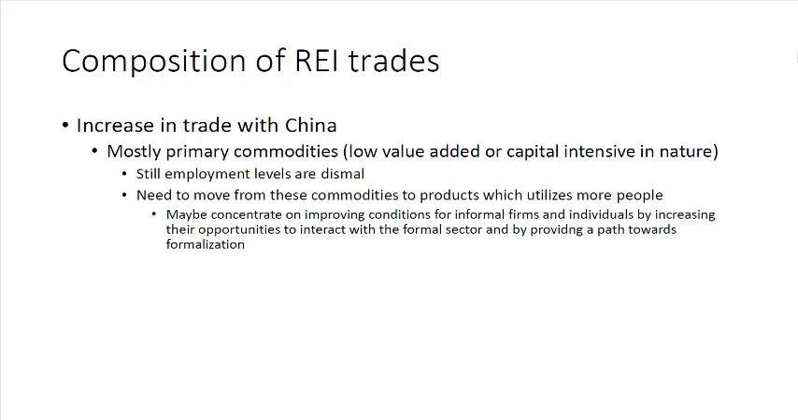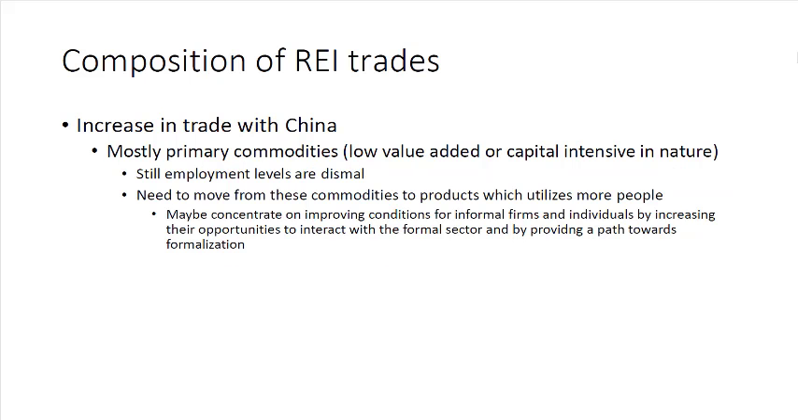So we need to try to move to commodities and products that will use more people. So we maybe could concentrate on improving conditions for informal firms. Those are the firms that work outside the law, or are not governed by government in a sense, and maybe try to increase the opportunities for them to interact with the formal sector, which may provide them a path to become formalized.